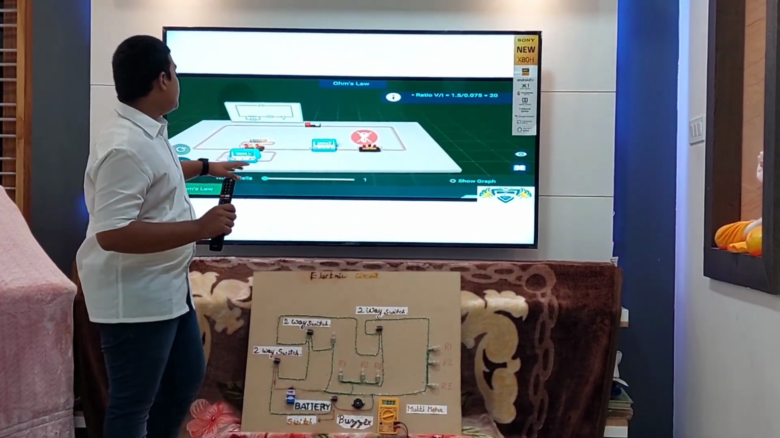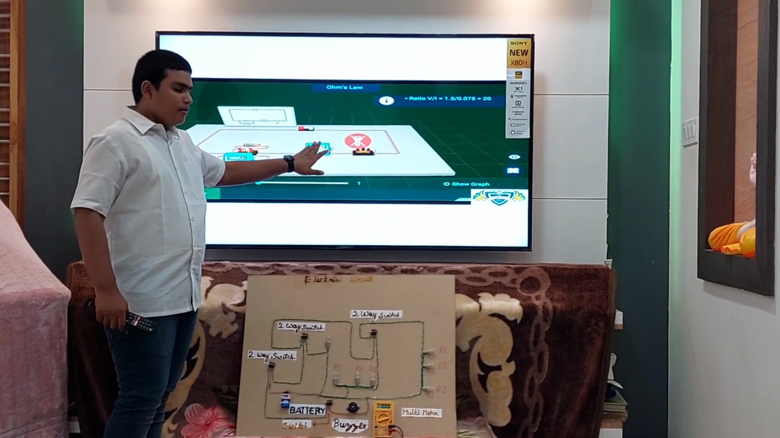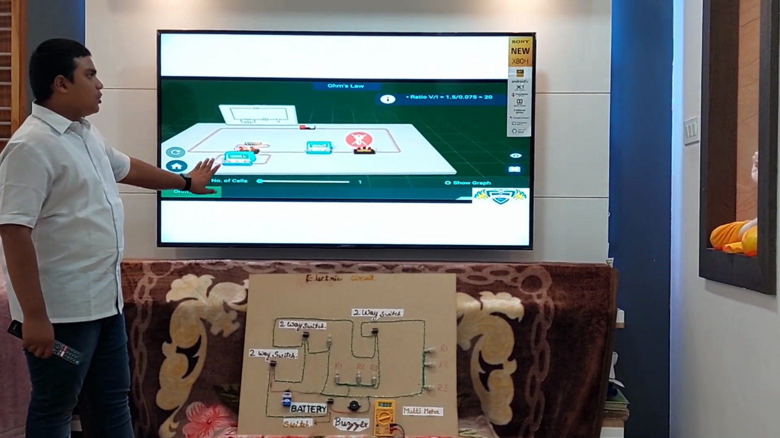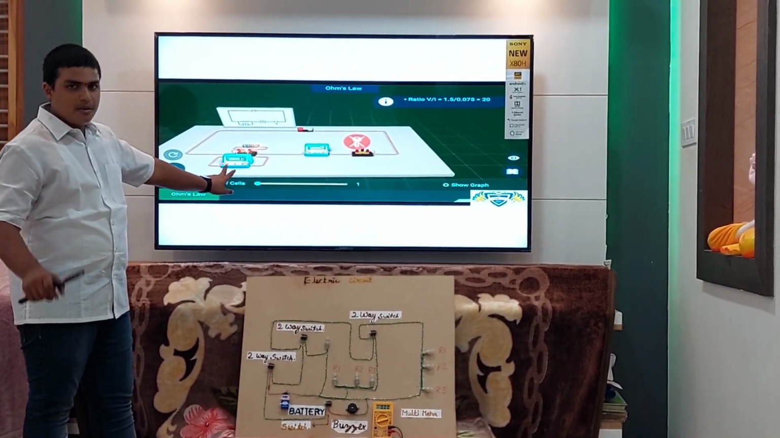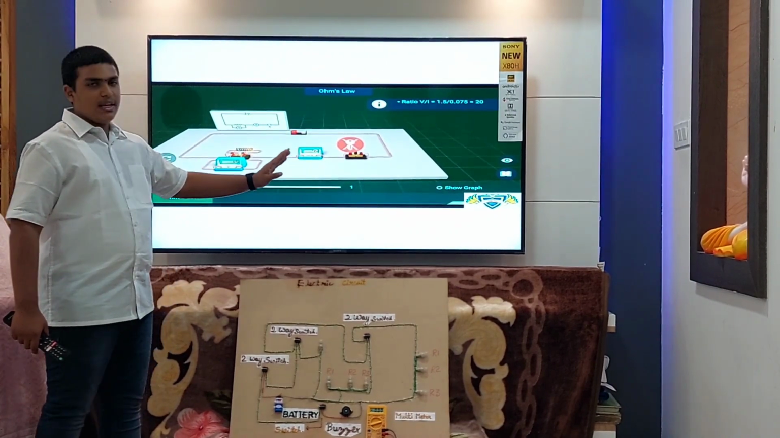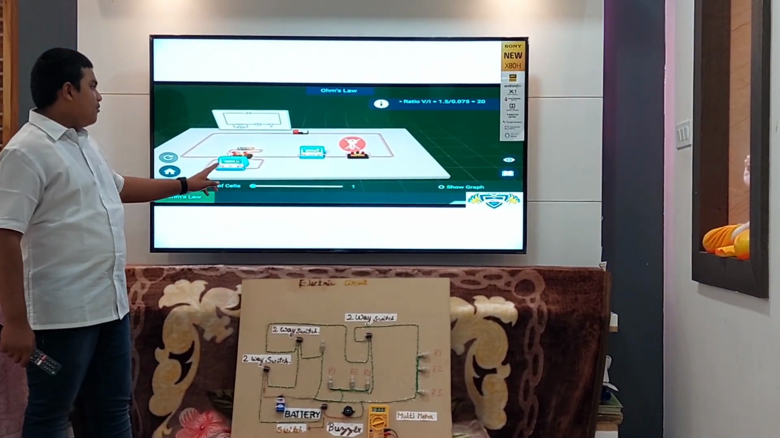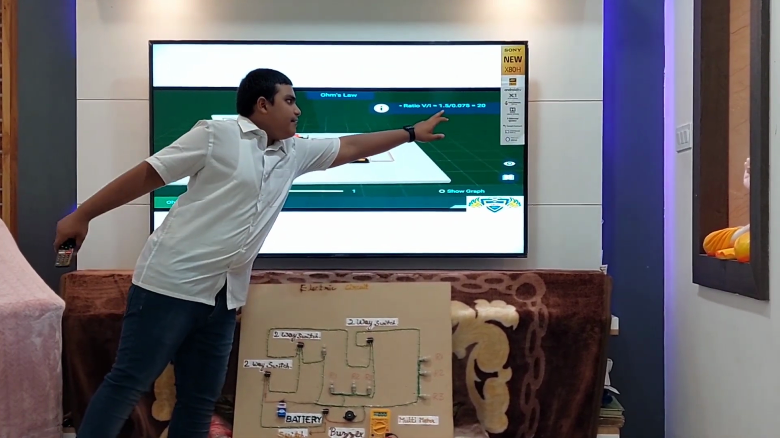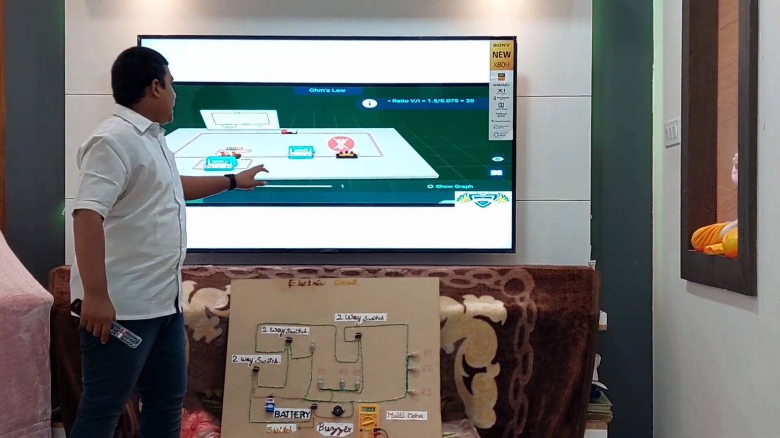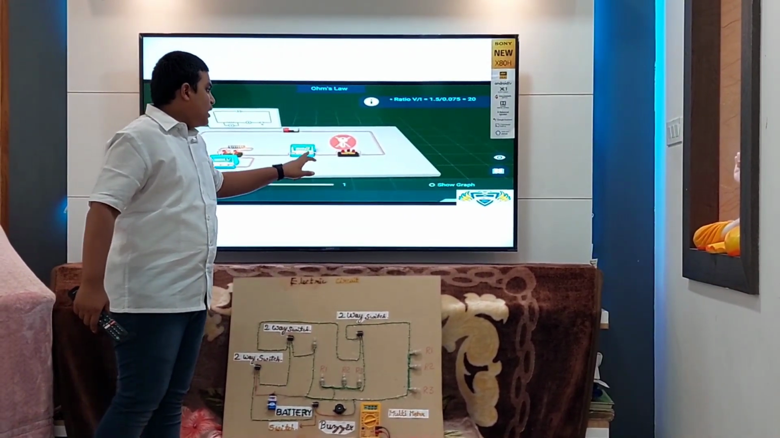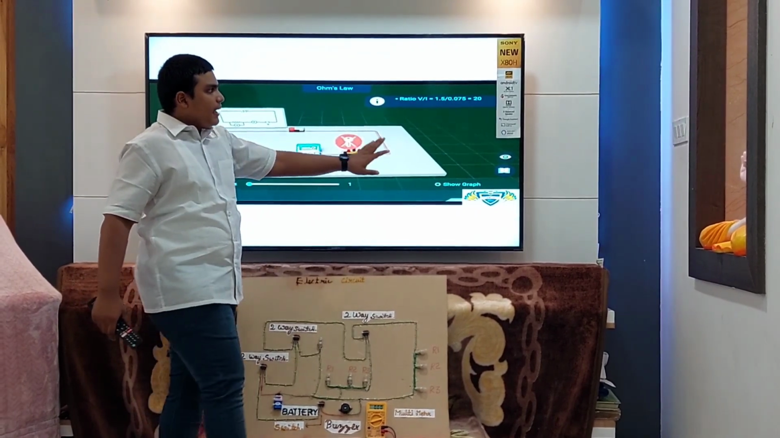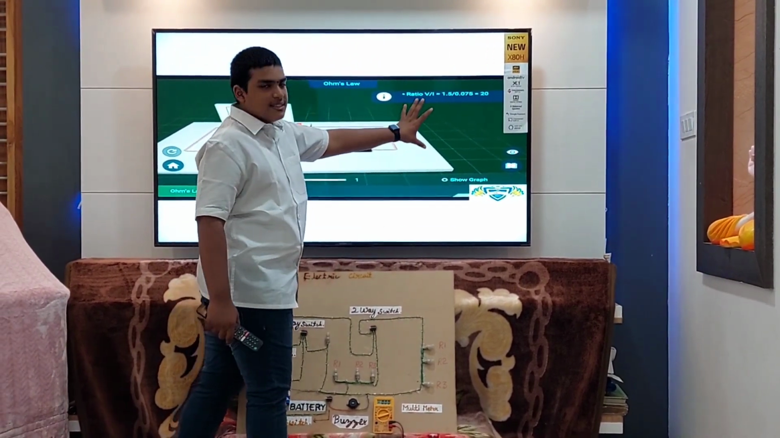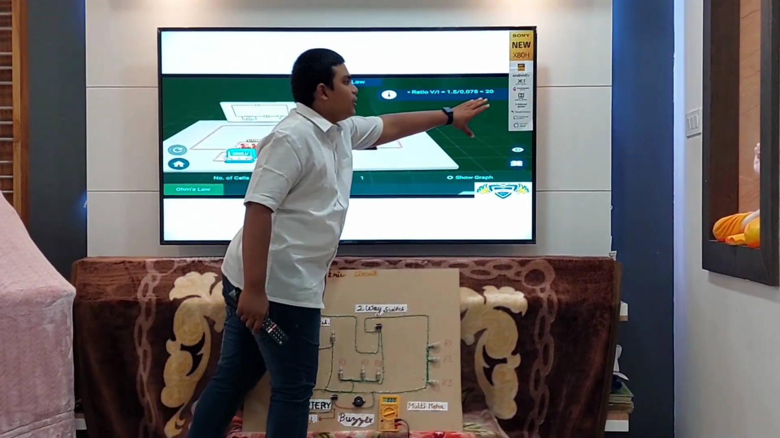So they have given a voltmeter and a milliammeter, with milliamperes and amperes. Now first take V, because we want to find R, so we are taking V by I. Here V is 1.5, and the current is 75 milliamperes, that is 0.075 ampere. If we substitute these values, we will get 20.